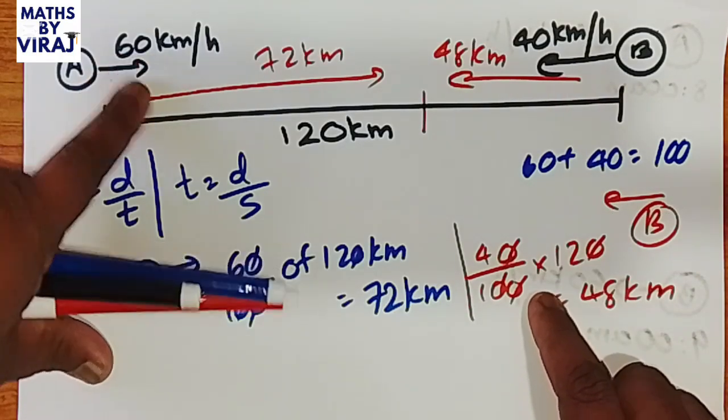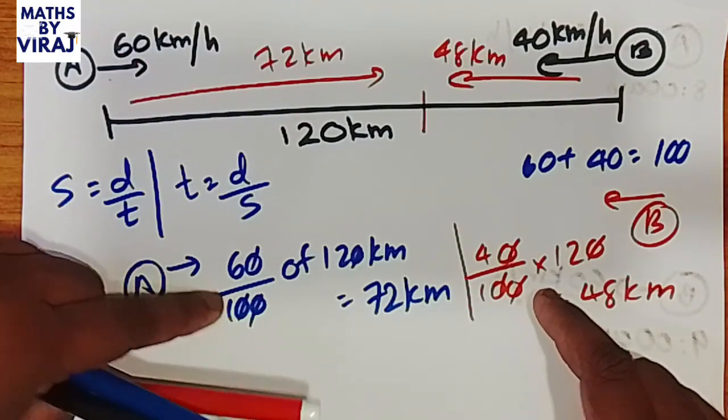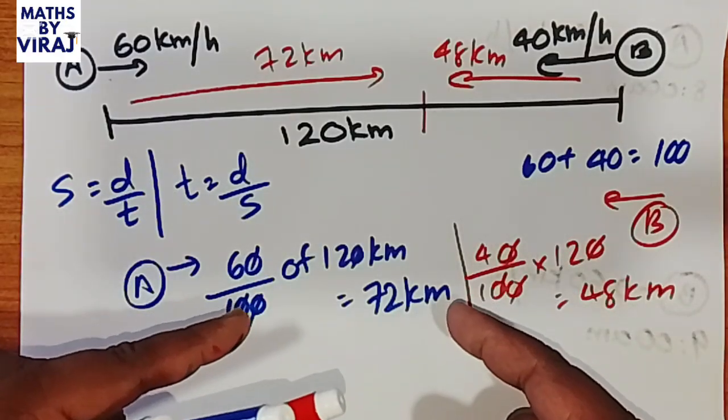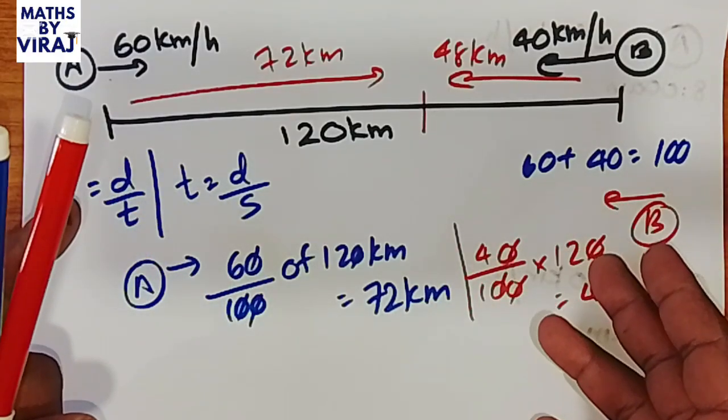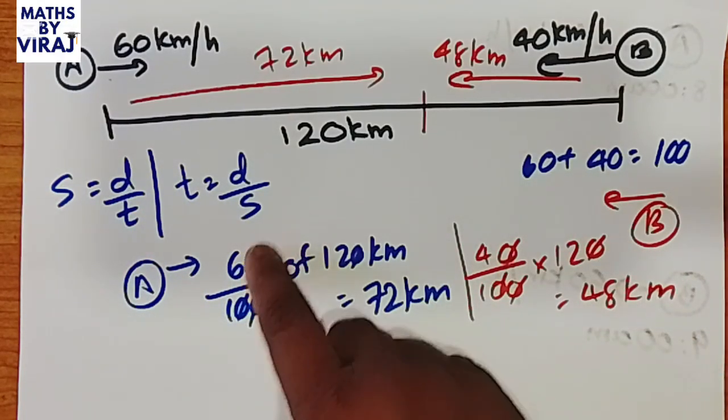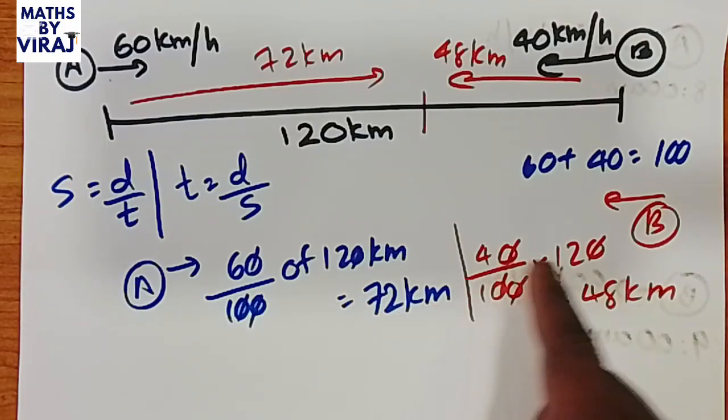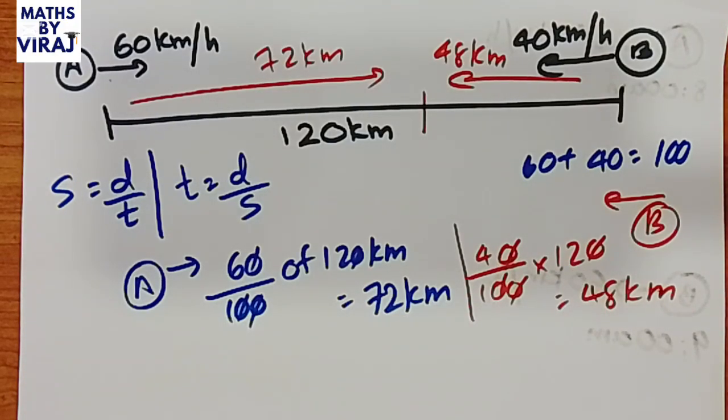So basically, what you should do is add the two speeds, right? This particular speed over the total speed, because why? The vehicles are moving towards each other. We add the speeds, right? And 60 over 100 into 120 is 72. So what time do they meet each other?